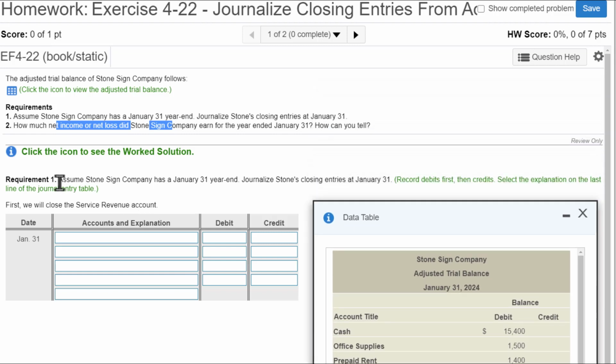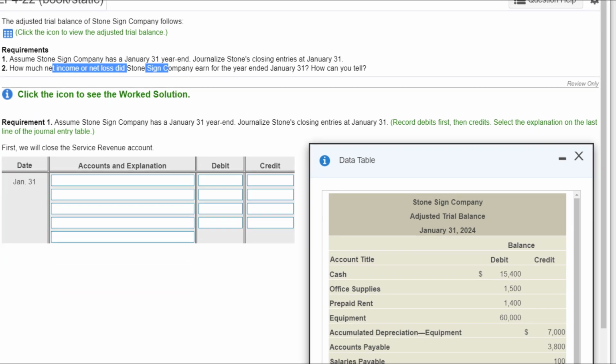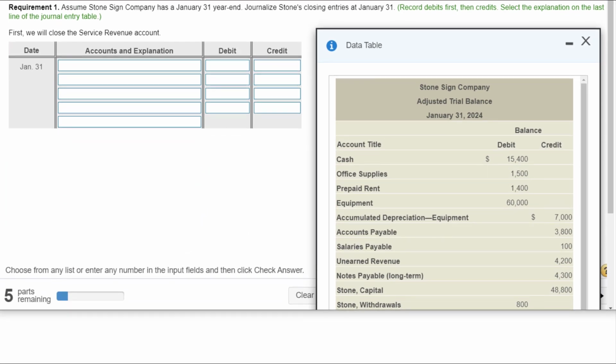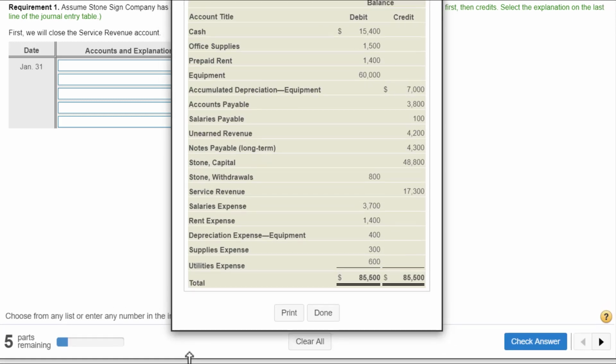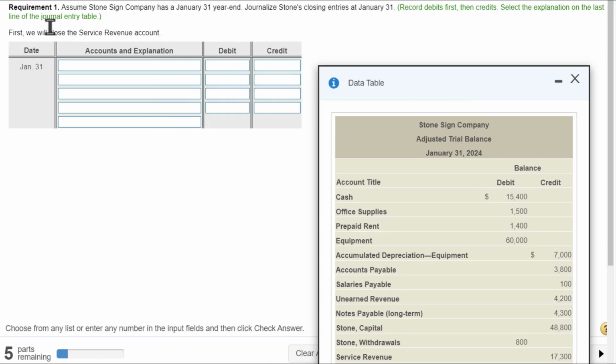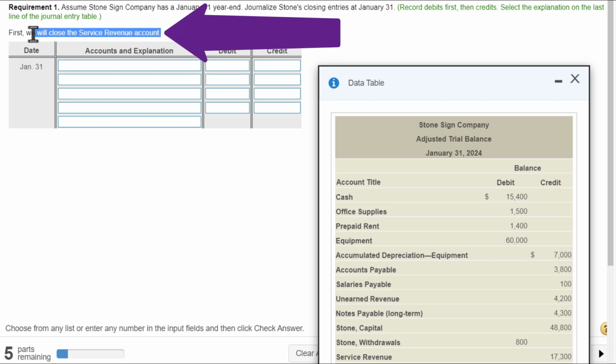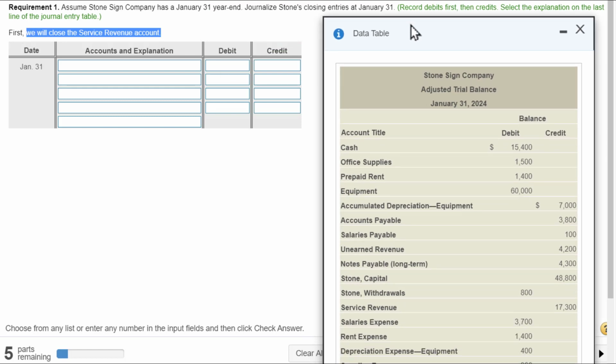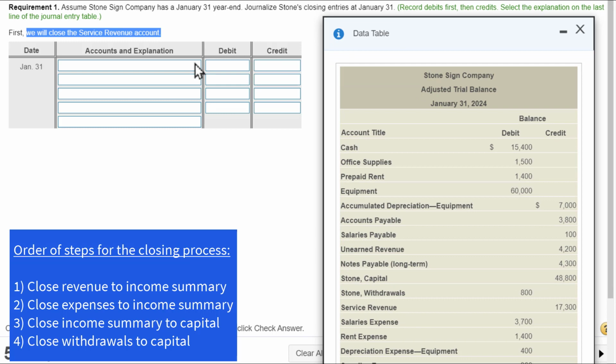So requirement 1. Requirement 1 assumes Stone Sign Company has a January 31 year end. Well, yeah, we already know that. Record debits before credits, of course, and then select an explanation on the last line of the journal entry. So the first step in the closing process is to close the revenue accounts. Most companies have more than one revenue account. In this case, they only have one. But you're going to close the revenue accounts to income summary.